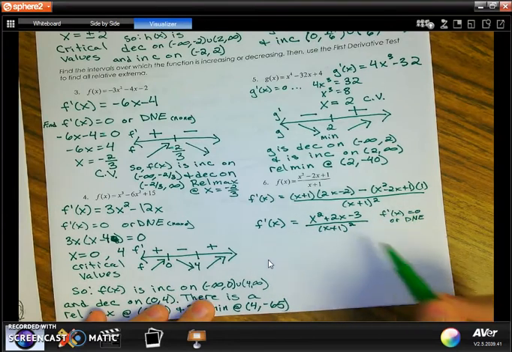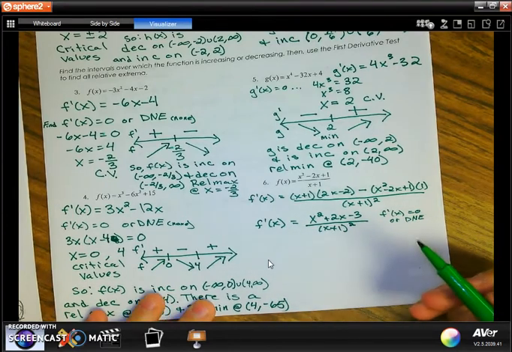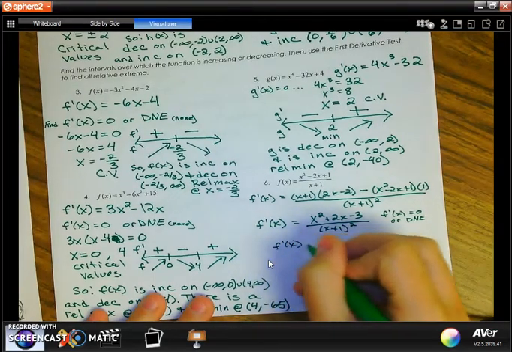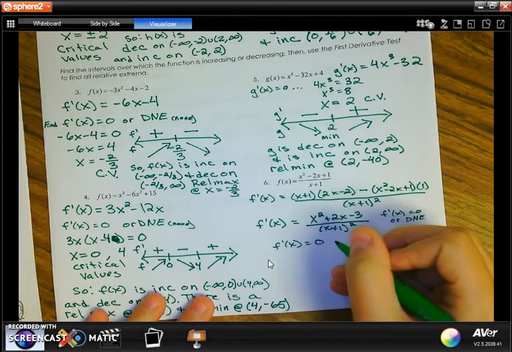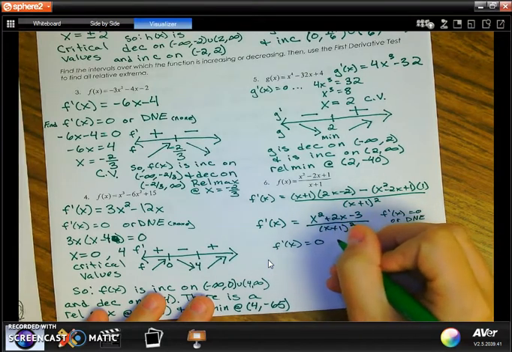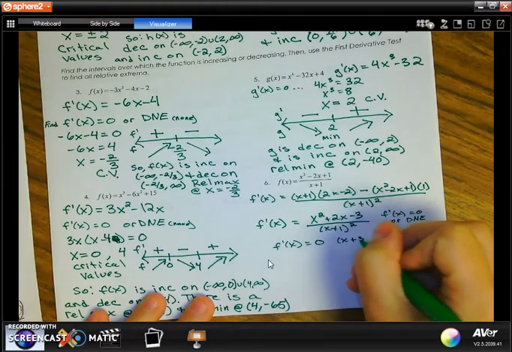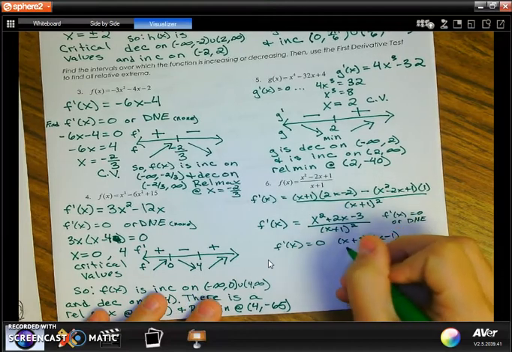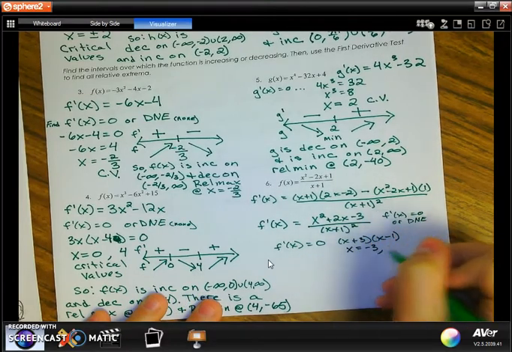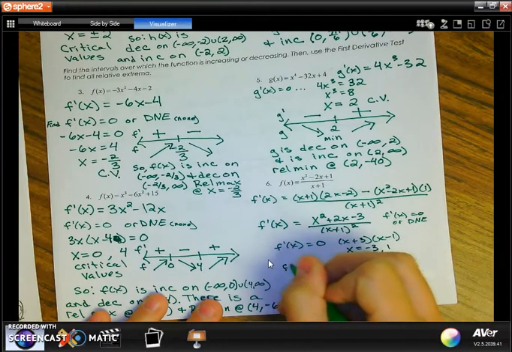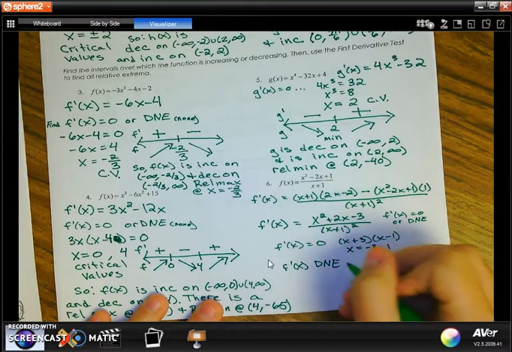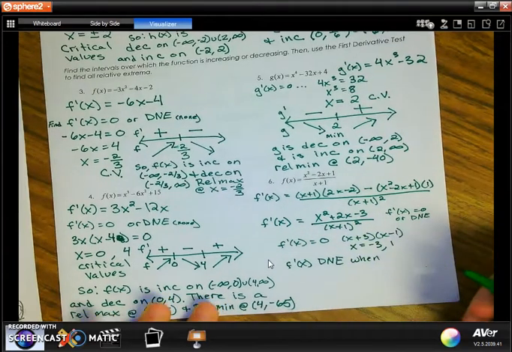If I set that equal to 0, you could get that by cross multiplying. So let's see, I'm going to say the derivative equals 0, right? Basically, that's saying that I need to factor. So that factors into an x plus 3 and an x minus 1. So that means that I'll have critical values at negative 3 and positive 1. And also, the derivative here does not exist when the denominator equals 0.